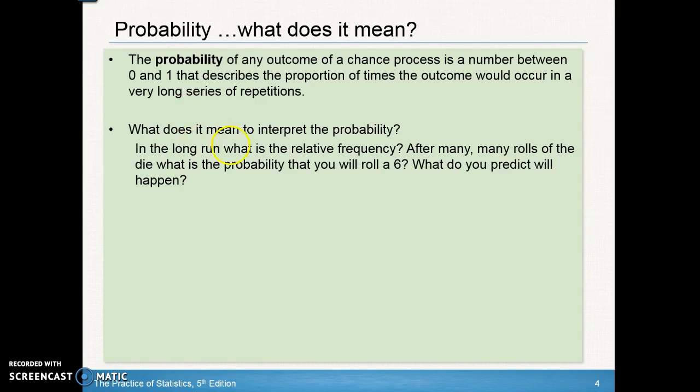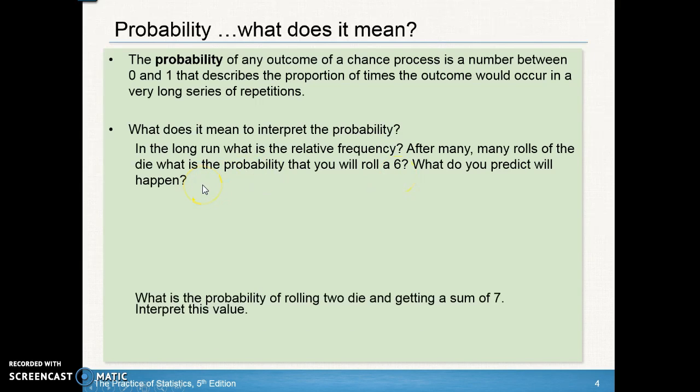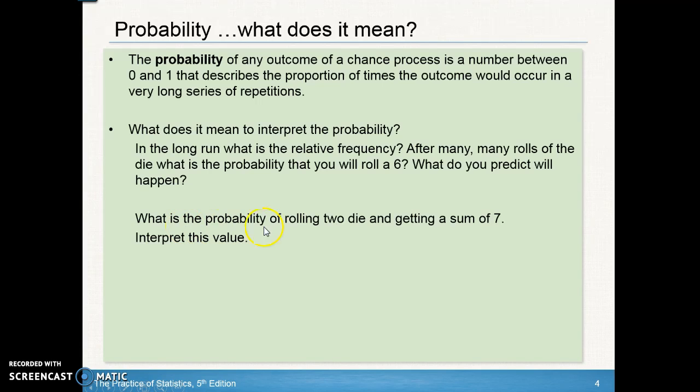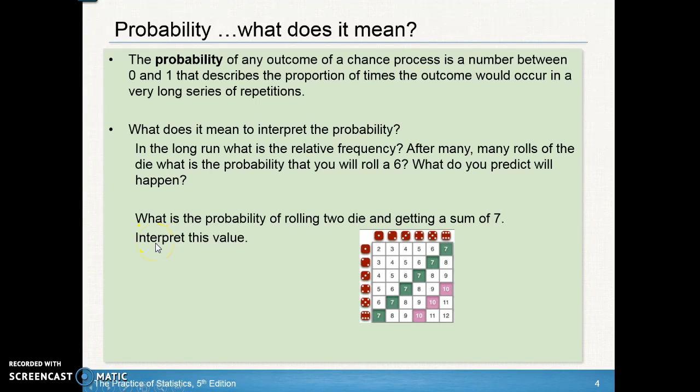What does it mean to interpret probability? So what are we talking about when we say interpret the probability? In the long run, what is the relative frequency? After many rolls of the die, what's the probability that you roll a 6? What do you predict will happen? Well, hopefully it should be about 1/6. What is the probability of rolling 2 dice and getting a sum of 7? What would it mean to interpret this value? Okay, so just remember this is always in the long run.